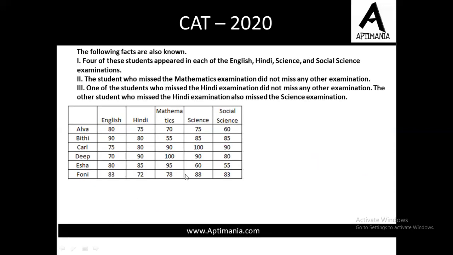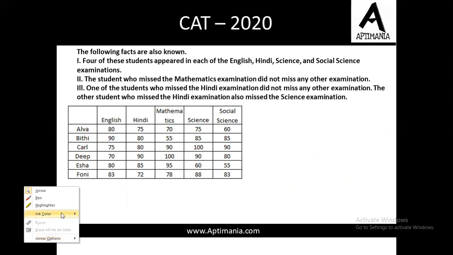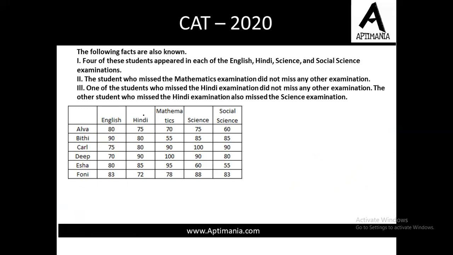There are certain facts which are also known to us. First of all, 4 of these students appeared in each of the English, Hindi, Science and Social Science examinations. This is a very important point. Second is the student who missed the mathematics examination did not miss any other examination. So there is one student who missed an examination only in mathematics. So there is one such student, right?